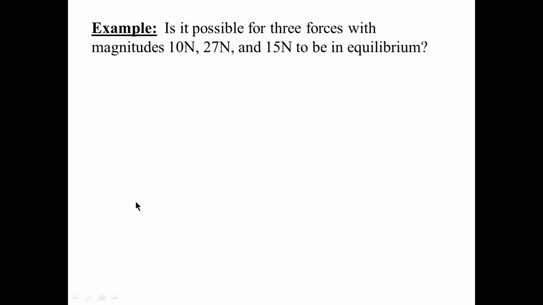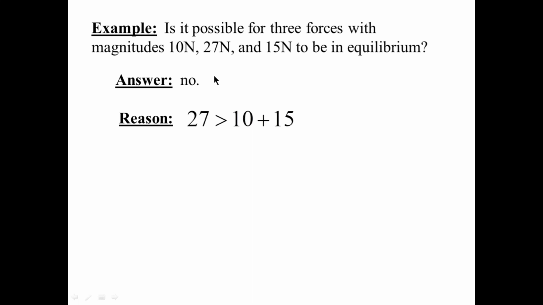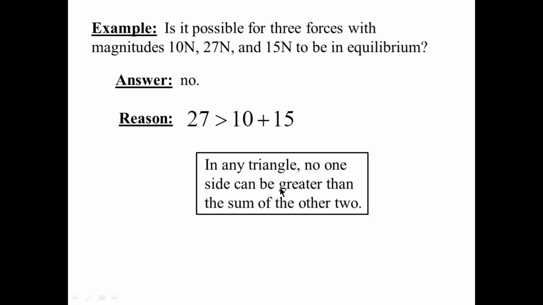Lastly, is it possible for three forces with those magnitudes, 10 newtons, 27 newtons, and 15 newtons, to be in equilibrium? Answer, no. Reason, because there's a law for triangles. In any triangle, no one side can be greater than the sum of the other two. Think about it. The two endpoints of 27. How could we join them with the distances 10 and 15? You can't get from one point to another 27 units away. So if one is larger than the sum of the other two, you can't have those forces in equilibrium.